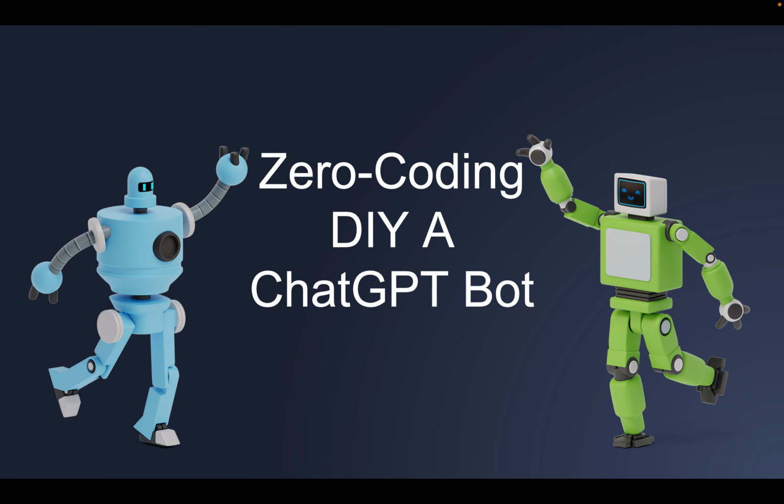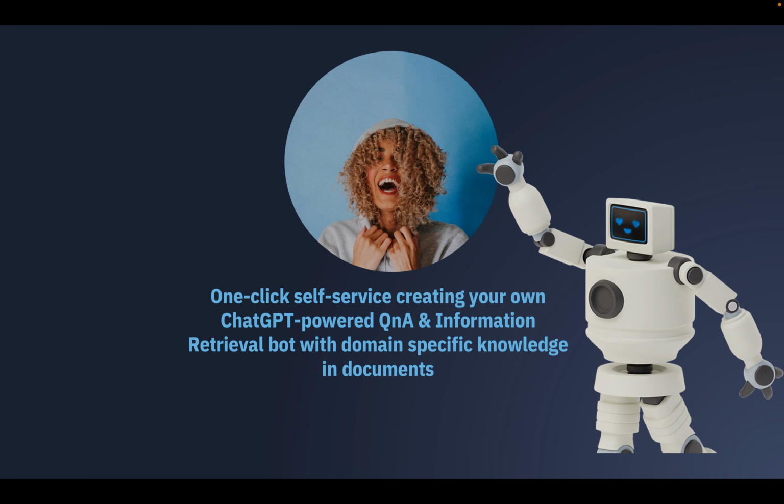How can you DIY your own ChatGPT-powered bot for question answering and information retrieval without any coding required? Let's start. This is one-click self-service creation of your own ChatGPT-powered Q&A and information retrieval bot with domain-specific knowledge in any documents. You can do it just by dragging and dropping any document into a user interface. You can quickly create your own powerful AI chatbot in just 1 minute.